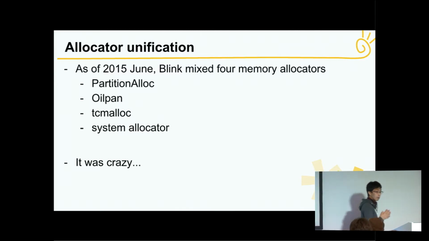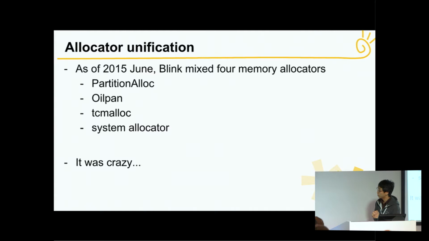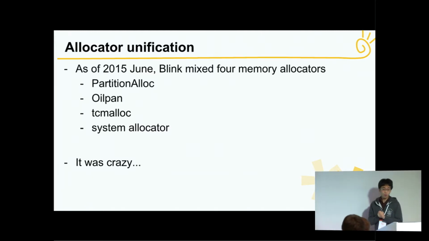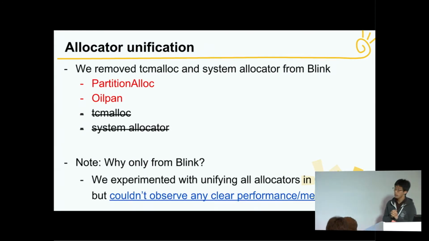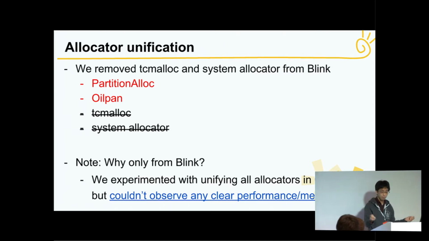Regarding tooling, the first accomplishment is allocator unification. As of June, Blink mixed four memory allocators: PartitionAlloc, Oilpan, TCMalloc, and system allocators. So it was just crazy. We removed TCMalloc and system allocators from Blink. Currently, all allocators in Blink are unified into PartitionAlloc and Oilpan.